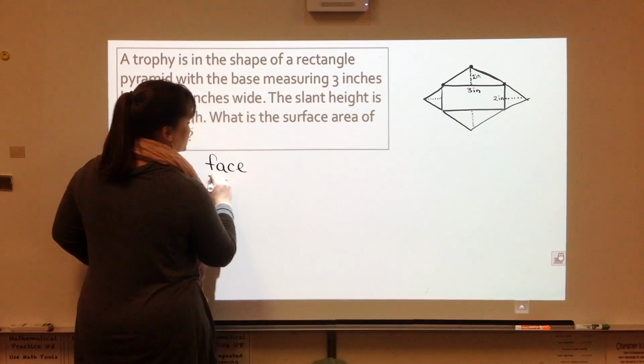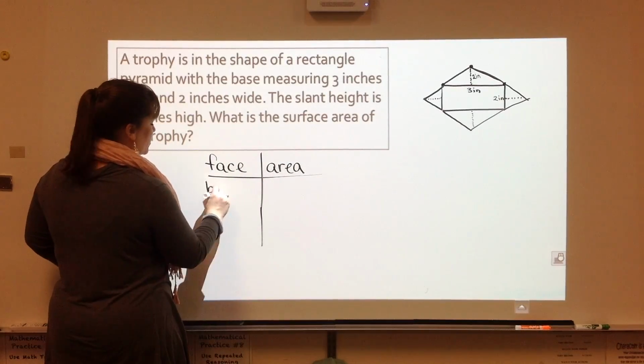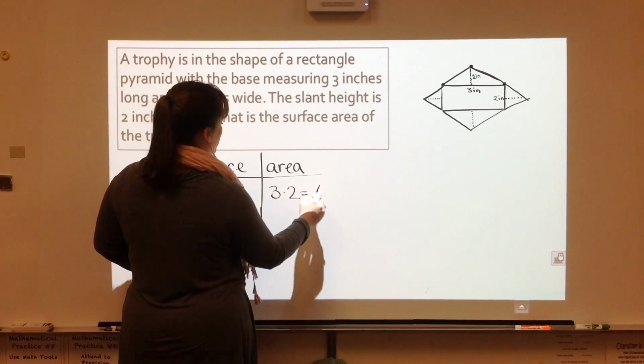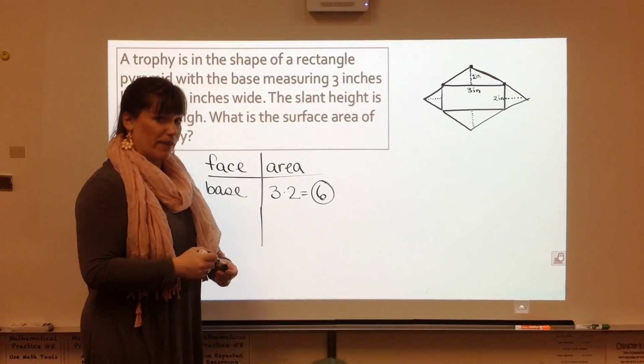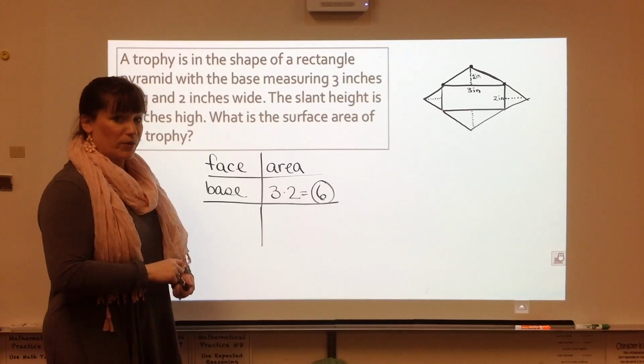We have our face, and then we have our areas that we're finding. I'm going to deal with the base first. The base is a rectangle that's 3 by 2. We just have to take the length and the width and multiply them together. There's only one base, so that's the number we need when we're adding everything up.